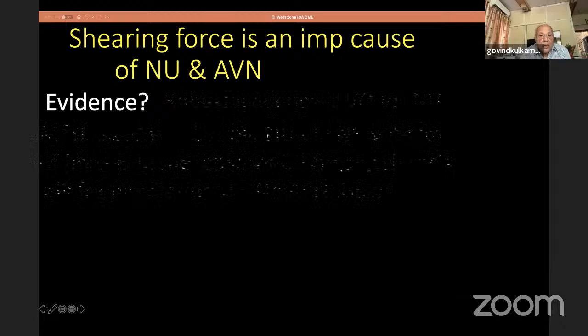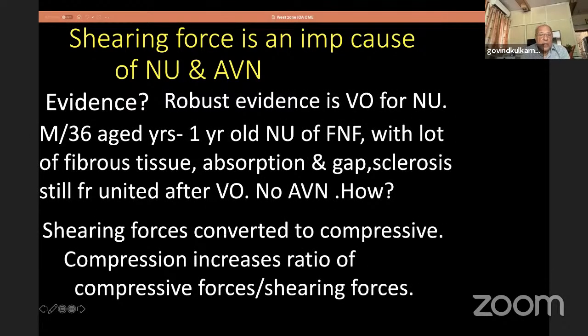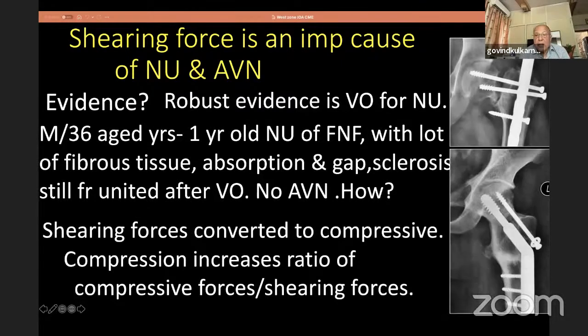What is the evidence? The robust evidence for non-union is, I'm sorry, this X-ray is not, okay. This patient, 36 years old, had 1 year of non-union, he is a medical representative. A 1-year-old non-union of fracture neck femur with a lot of fibrous tissue, resorption and gap, sclerosis, still the fracture united after valgus osteotomy, with no AVN after 6 years of follow-up.